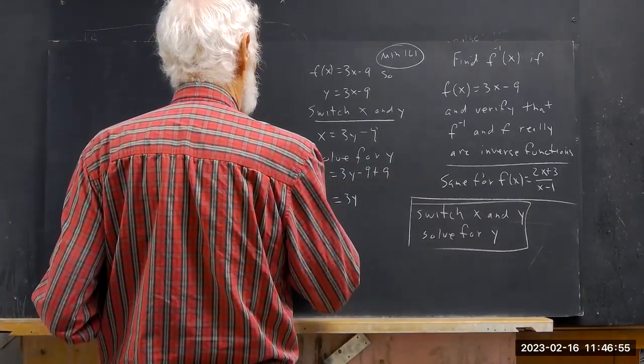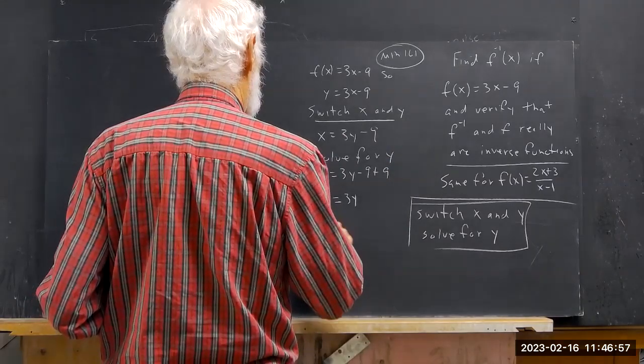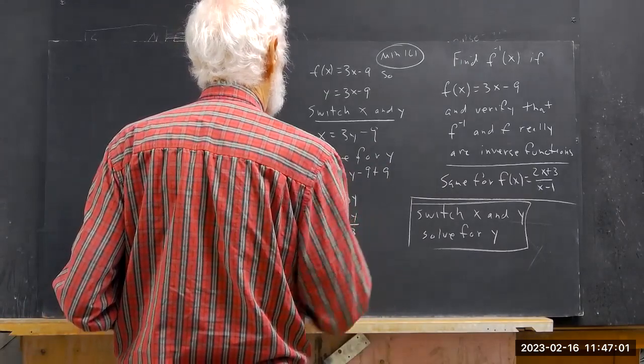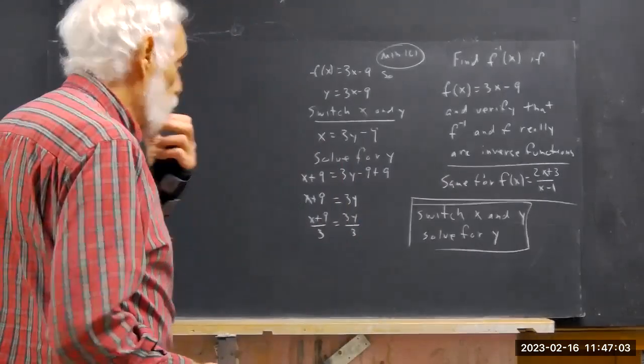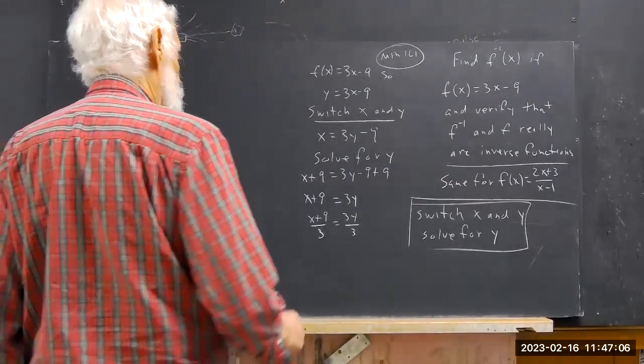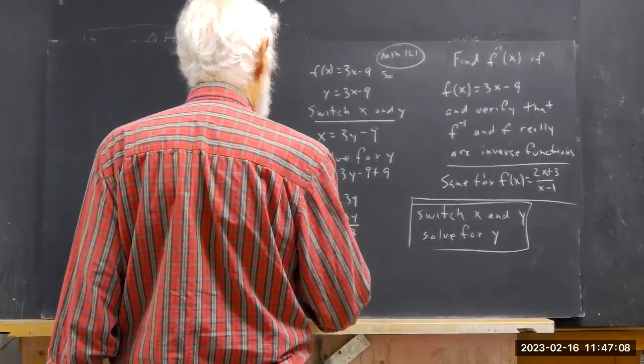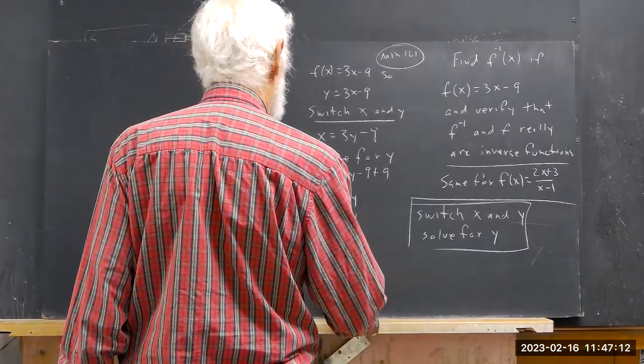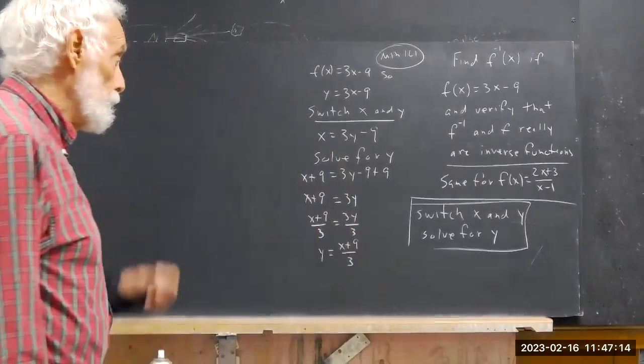So then we do x plus 9 over 3 equals 3y over 3. Y equals x plus 9 over 3.